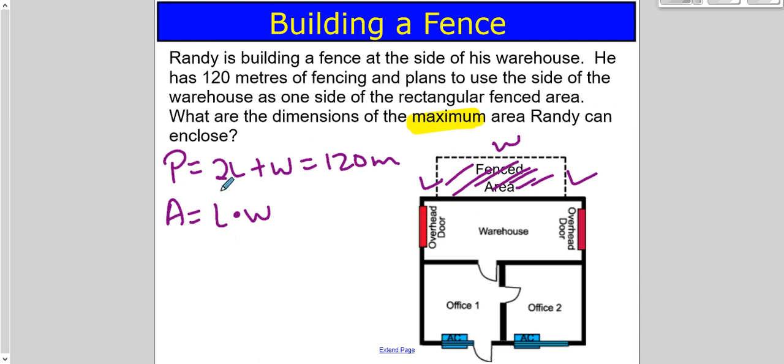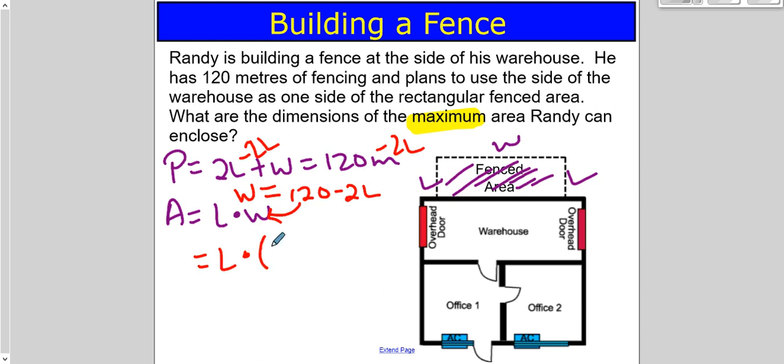So what I'm going to do is go to my perimeter equation and rewrite this. Instead of 2L plus W equals 120, I'm going to write this just as W equals. I'm going to leave this W on this side and move this 2L to the other side by subtracting 2L. And I get 120 minus 2L. So width is equal to 120 minus 2L, which means since width is equal to that, I can replace it in my area expression. So I get length times, and now width instead of W, I get 120 minus 2L.